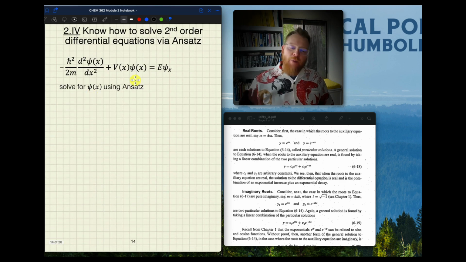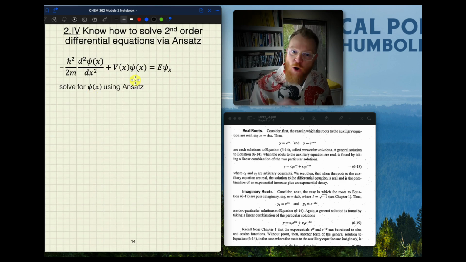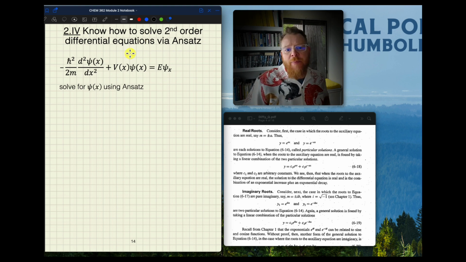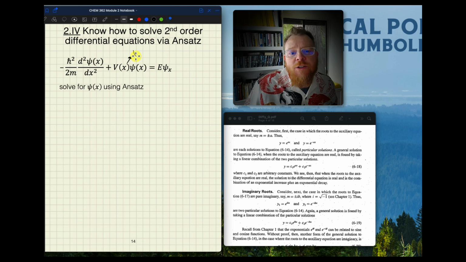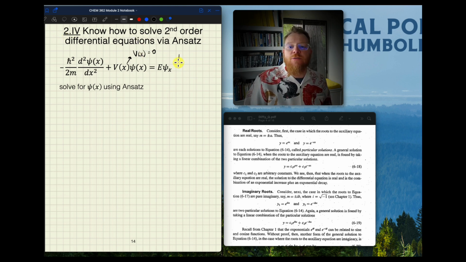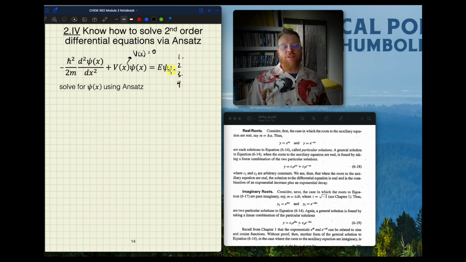Let's apply this method and solve our one-dimensional time-independent translational motion Schrodinger equation. And to make this a little bit easier for our opening bit here, we are going to assume that the potential energy is 0. And now our goal is to follow this Ansatz method. And so I'm going to give us 4 steps to follow to make this easy for us to remember.